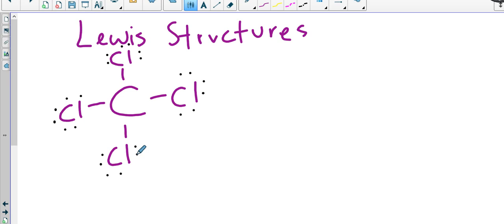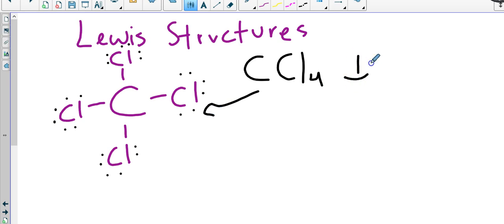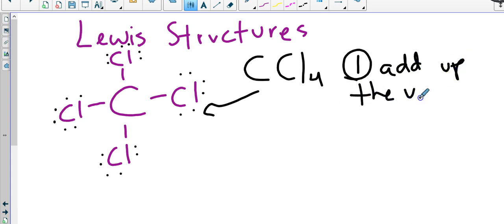So this would be the formula. This is called carbon tetrachloride. By the end of class today, you'll know why I called it carbon tetrachloride. But to draw the Lewis structure, which is this, the first step is to add up the valence electrons for the compound. So in this situation, I have carbon. Carbon has 4 valence electrons. And then when you see that 4 down there, that means you have 4 chlorines.